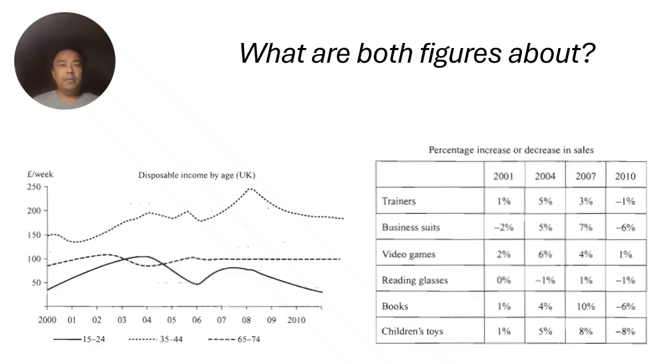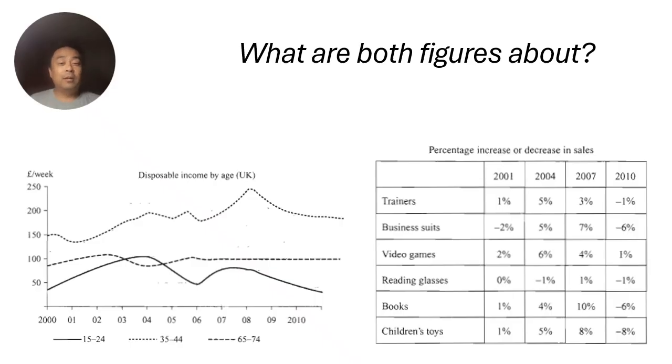In a departure from my previous videos, I want to walk you through the 4 key questions that you should ask yourself when you're trying to find out, are these correlated or not correlated? And this will help you plan your essay effectively. The first question is, what are both graphs about?